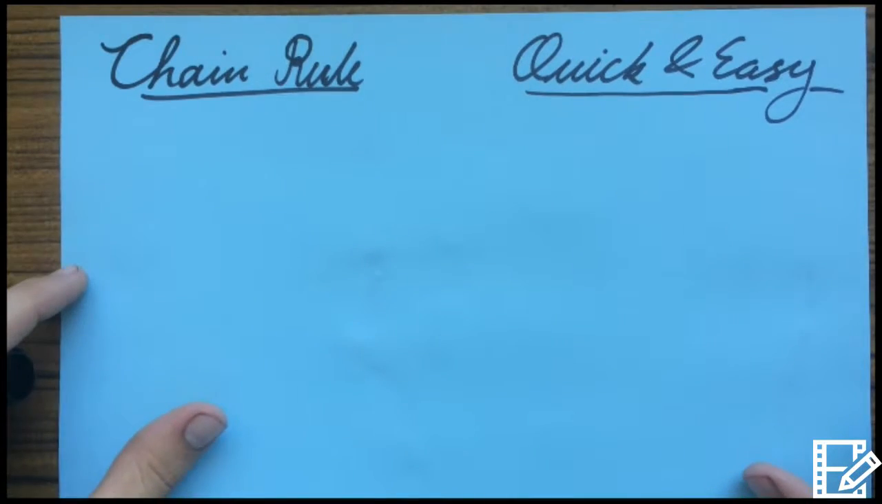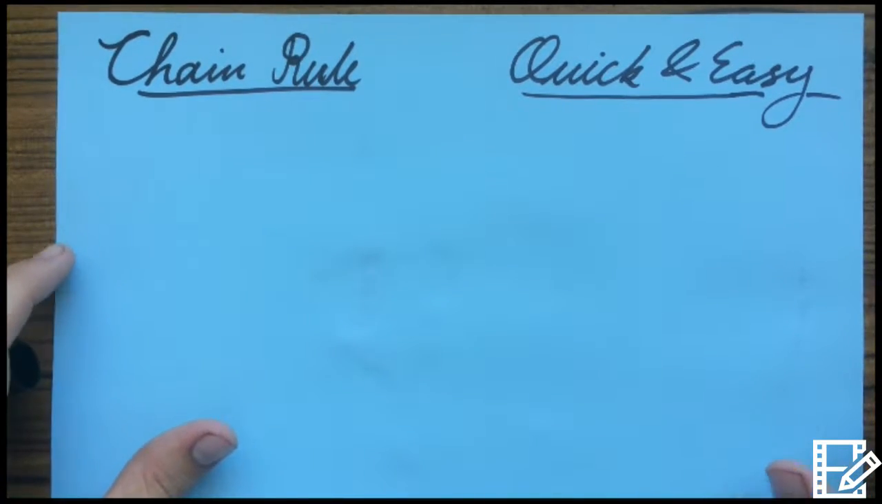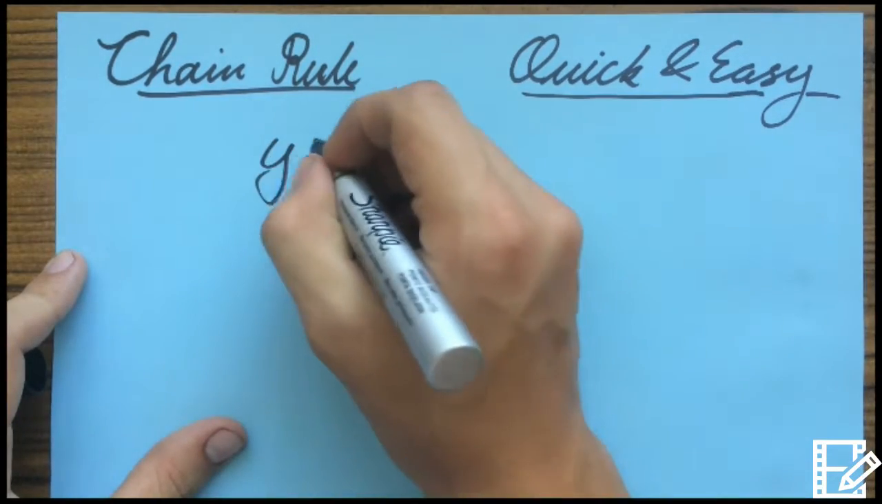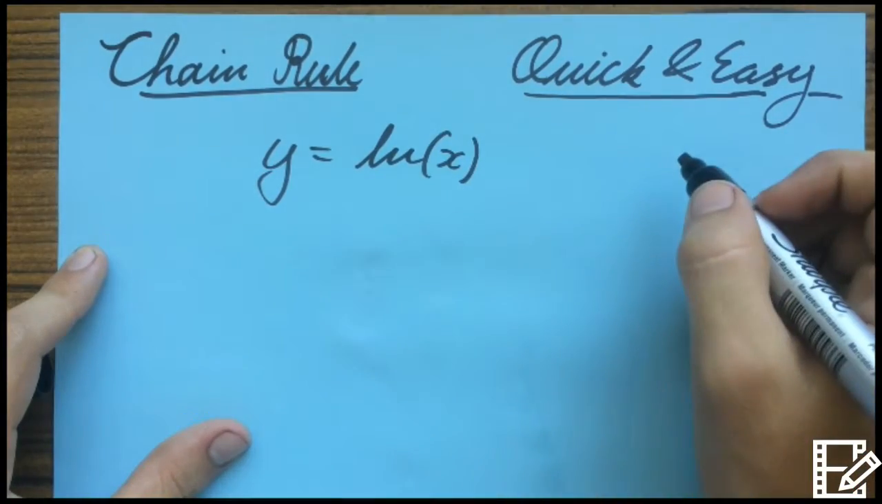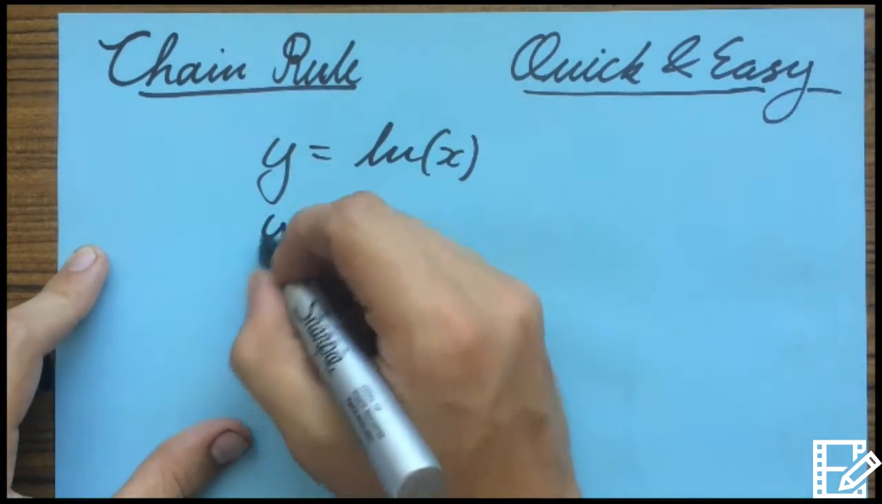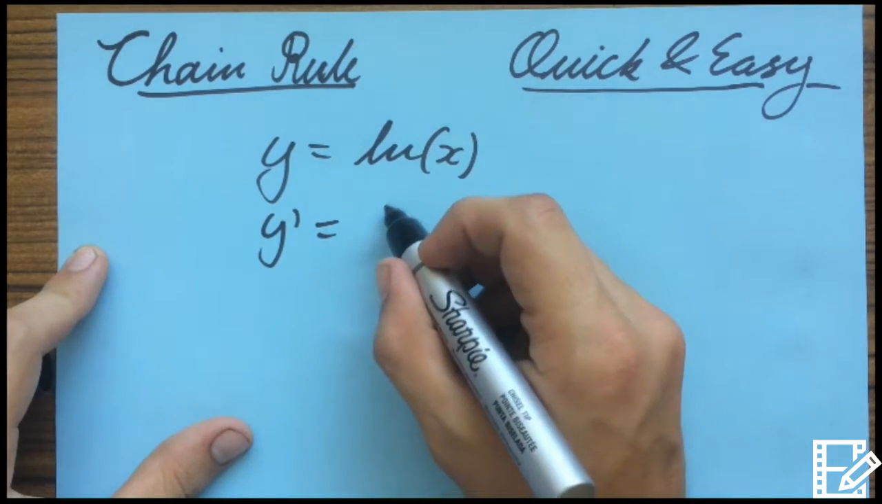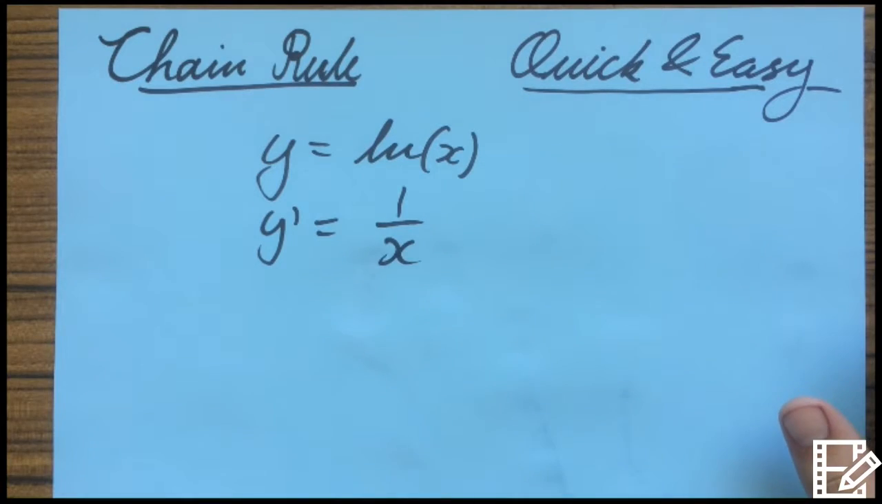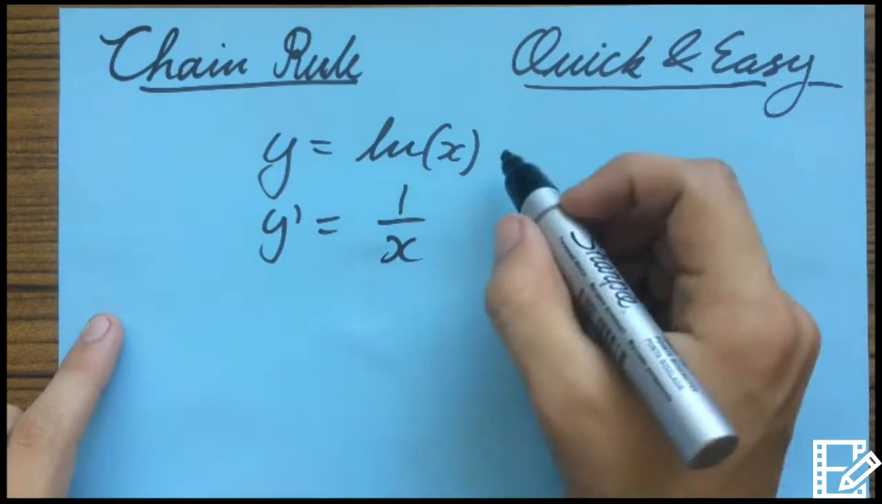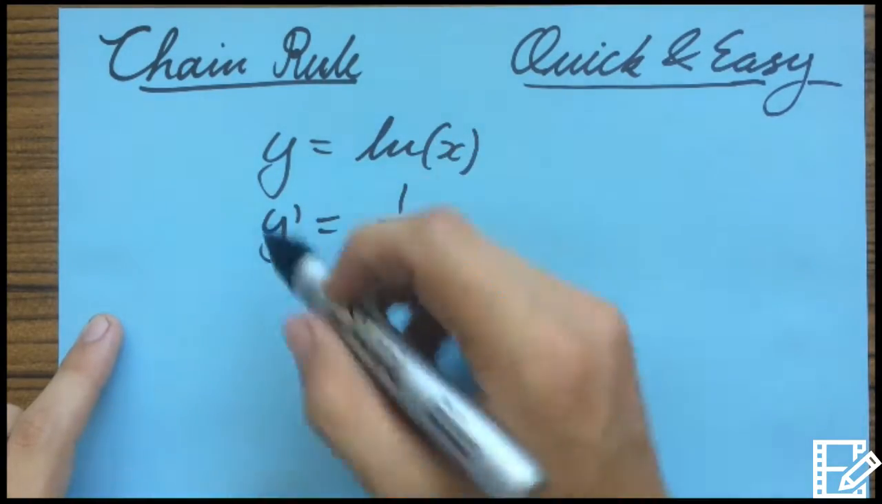Derivatives with natural logarithms, chain rule, my quick and easy method. So, we know that when y is ln x, the derivative of y is 1 over x. Okay, so that's just the concept we'll be using today.